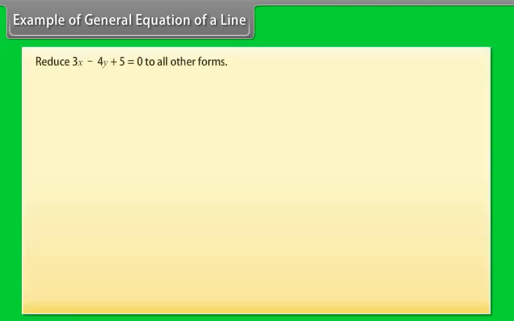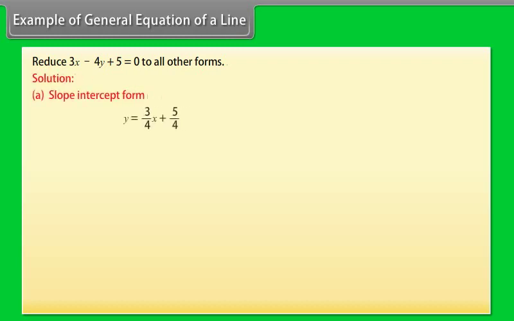Example of general equation of a line. Reduce 3x - 4y + 5 = 0 to all other forms. Solution. Slope-intercept form: y = (3/4)x + 5/4, where m, the slope, is 3/4, and c = 5/4, that is the y-intercept.